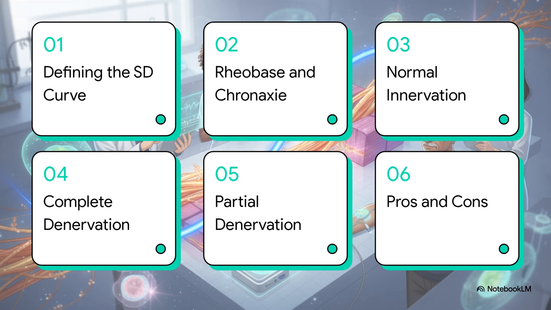Our roadmap today is pretty straightforward. We're going to cover: 1. Defining the SD curve, 2. Rheobase and Chronaxy explained, 3. Graphing normal innervation, 4. Graphing complete denervation, 5. Graphing partial denervation, and finally, 6. The pros and cons. We've got it all broken down into easy bullet points, so let's get to it.